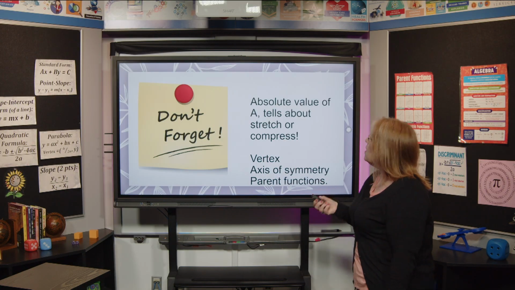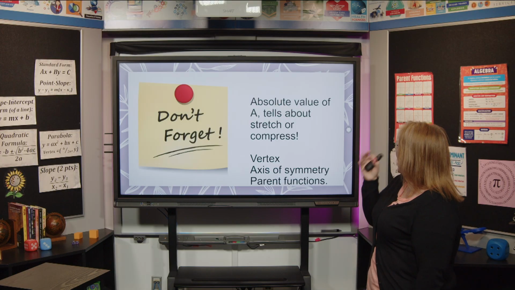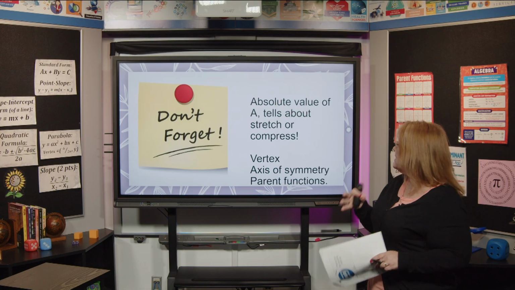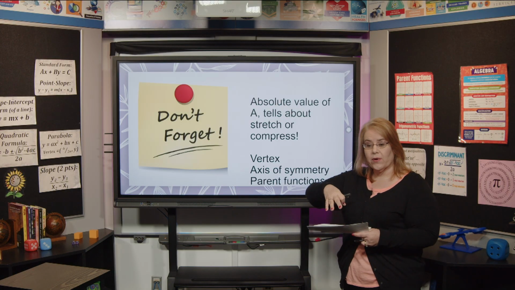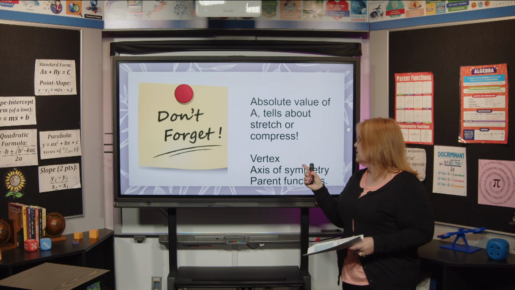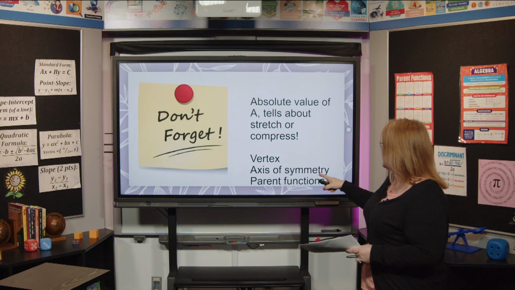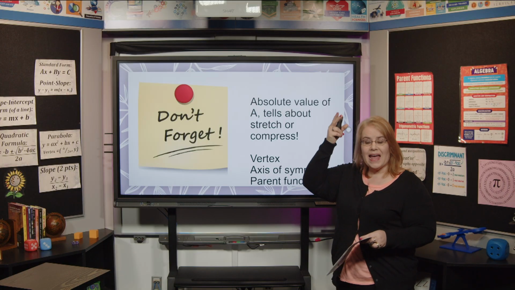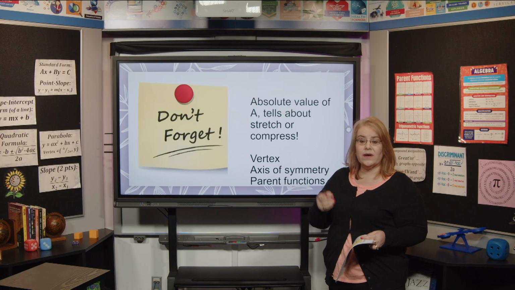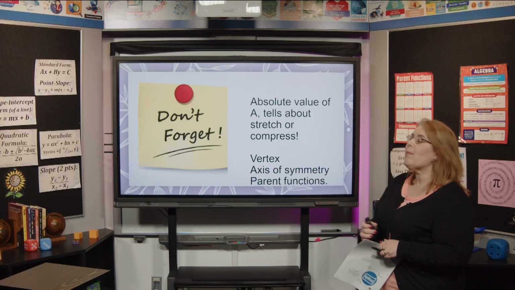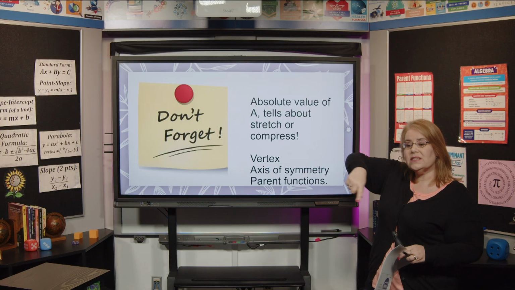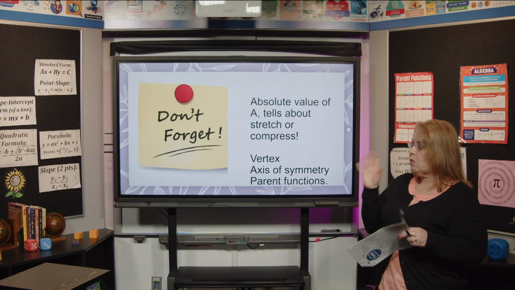Awesome. Now, we don't want to forget, the absolute value of a is going to tell us if we're stretching or if we're compressing. We need to remember that a vertex is that h and k value. Axis of symmetry is the what? It's the h value, or the x coordinate in our vertex. And then my parent function is always going to be that x squared, no matter what it is.